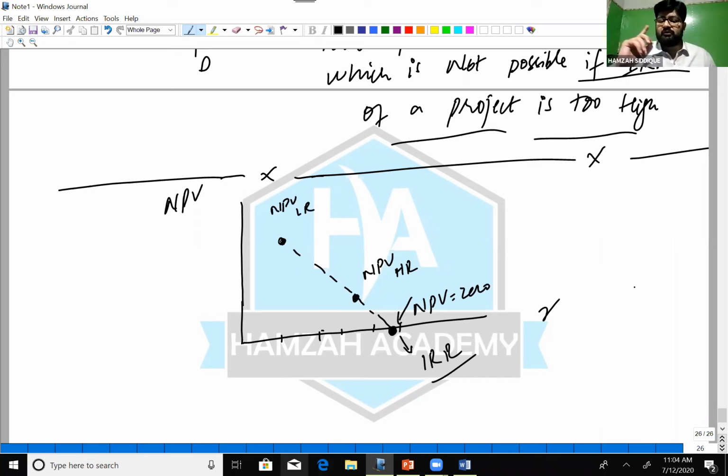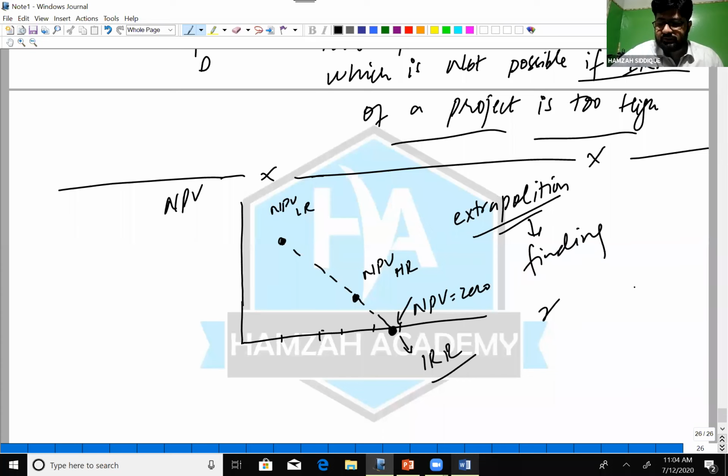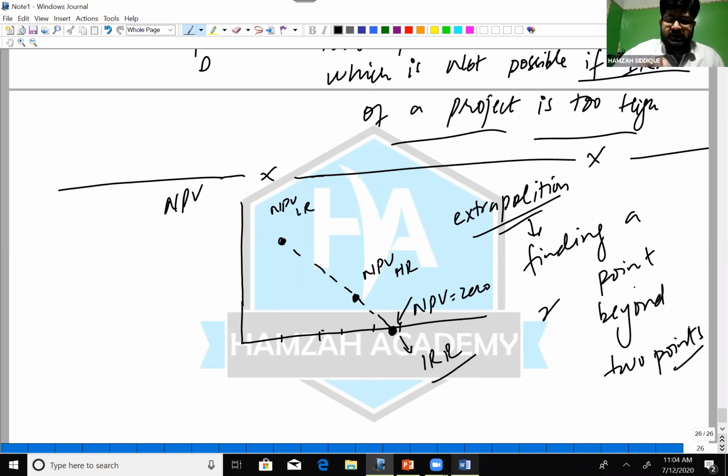What we did, this process is called extrapolation. Means finding a point beyond 2 points is called extrapolation. So we did extrapolation. You see here, we had 2 points and we found a third point beyond 2 points. So this is IRR.